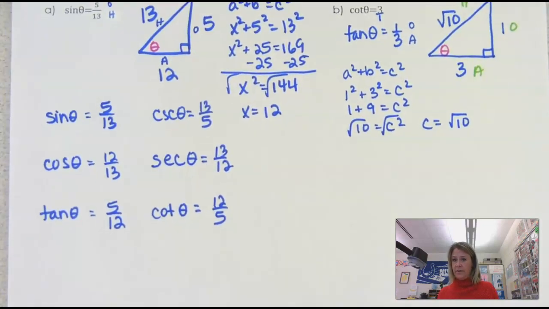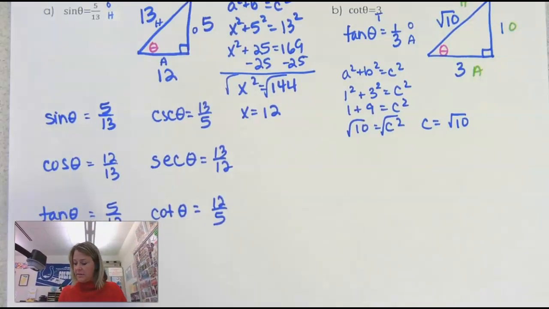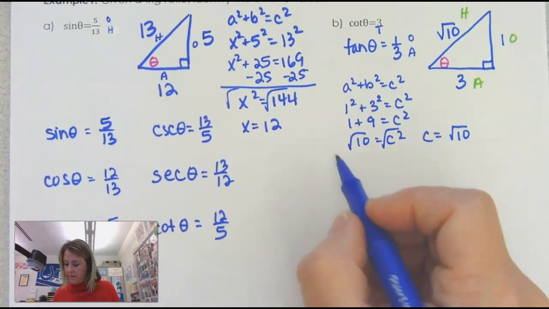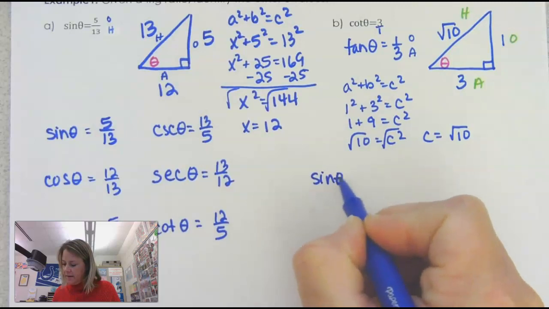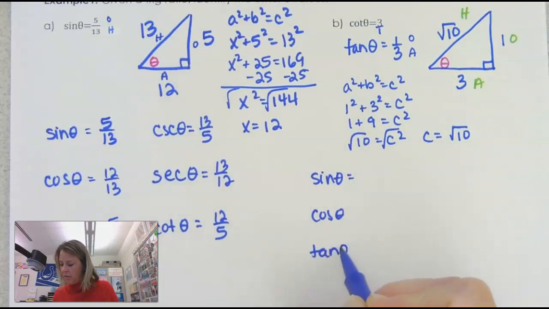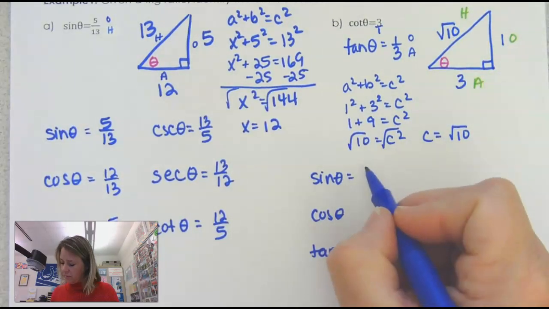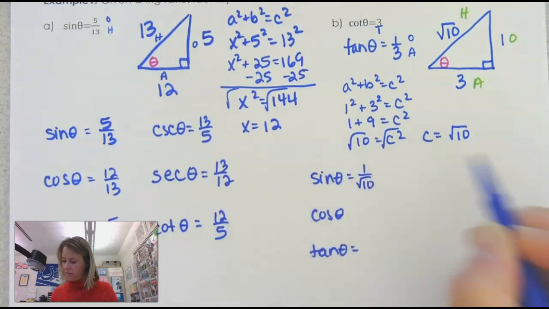So I might have to scroll up and down. Let me move this. So I'm going to start with sine, cosine, tangent, so we can fit all this. So I've got the sine, the cosine, and the tangent. Let's just start with those. Sine is opposite over hypotenuse. So I've got 1 over radical 10.